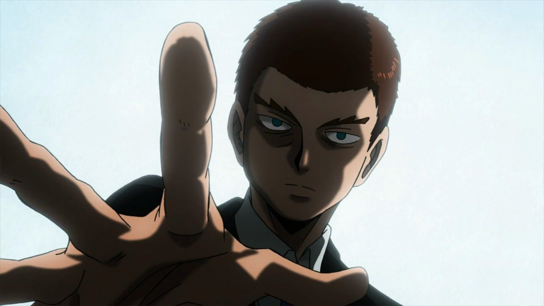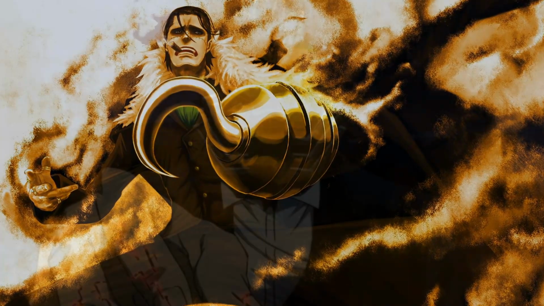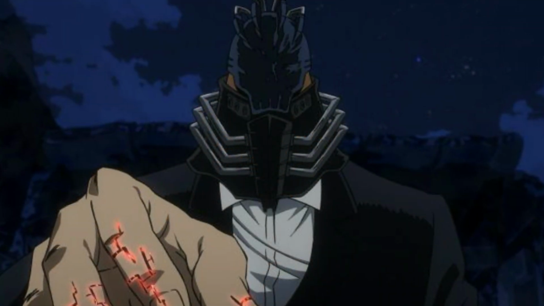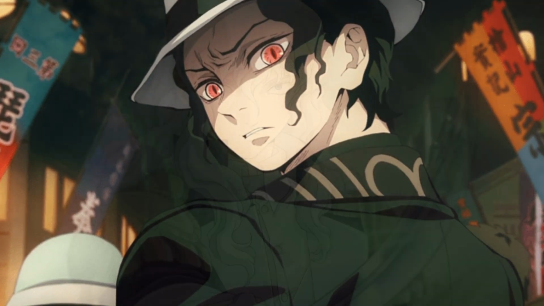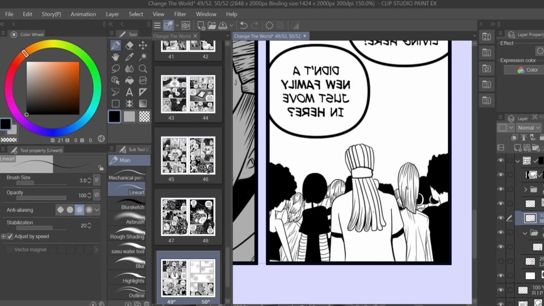Think of popular anime characters like Suzuki from Mob Psycho 100, Crocodile from One Piece, All For One from My Hero Academia, Muzan from Demon Slayer, Griffith from Berserk, and Frieza from Dragon Ball Z. All of these characters serve as iconic villains to their respective series.